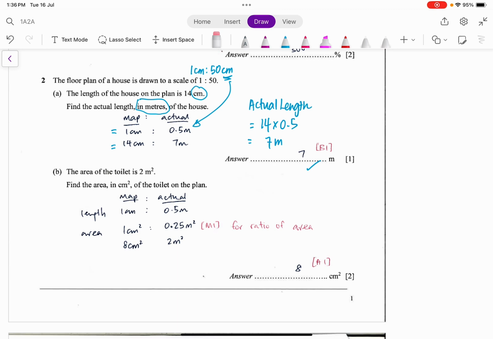Anyhow, do press calculators. Okay, answer. Area. If I were to get area, so map area versus actual area, you've got to square it. Okay, you square. See, this is how it's squared. Square, then you get the area.